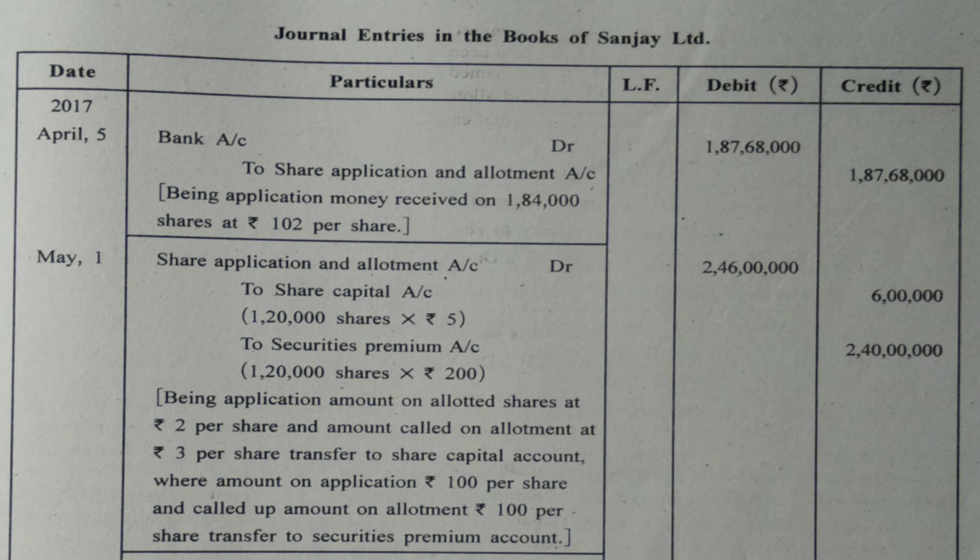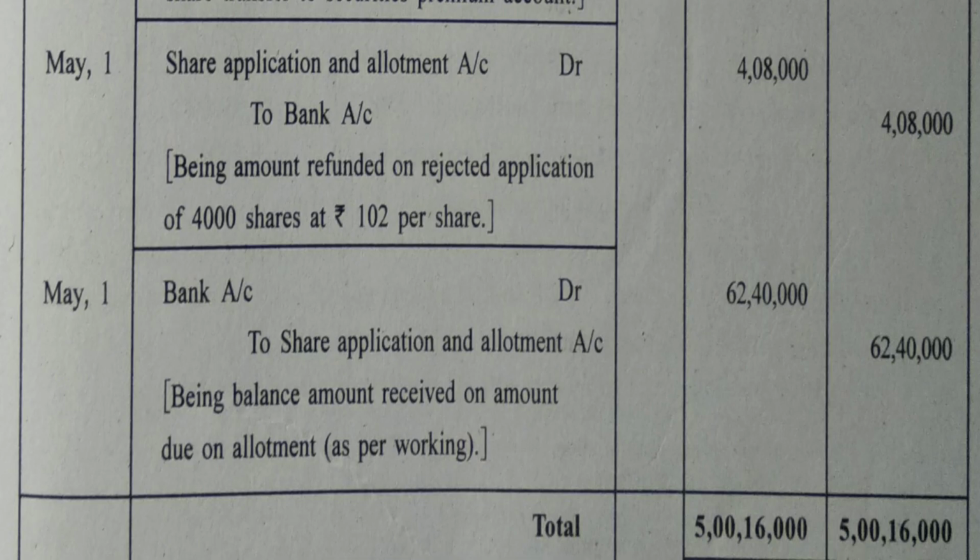So let us check the next journal entry. Obviously, it is about a refund. Share application and allotment account debit to bank account. Being amount refunded on rejected application of 4,000 shares at rupees 102 per share. This is the amount that we have rejected. 4,000 has been rejected, and 102 rupees have been returned.